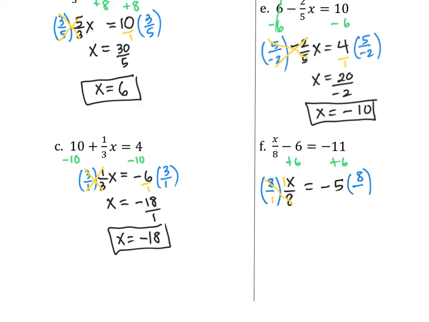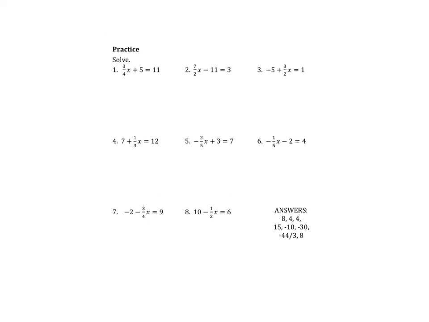Technically the 1's cancel, but the ones we didn't write were optional. X equals negative 5 times 8 is negative 40. If you got negative 40 divided by 1, that's okay because negative 40 divided by 1 is still negative 40.